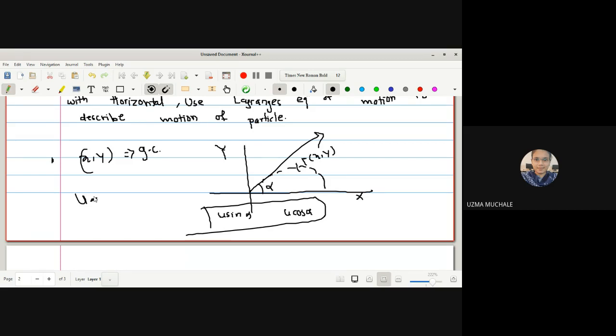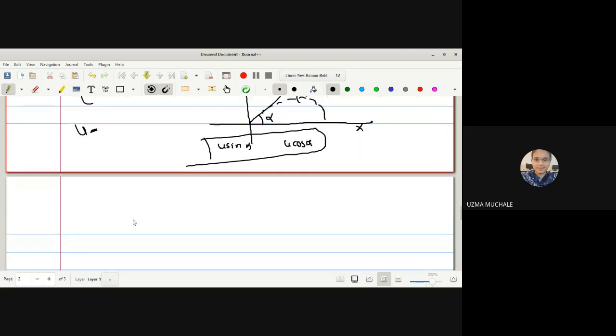So hence we have written that u cos alpha and u sin alpha are the components of the velocity along the x and y axis. Now firstly, what is our aim to find out? T is equal to 1 upon 2 mv square, right?